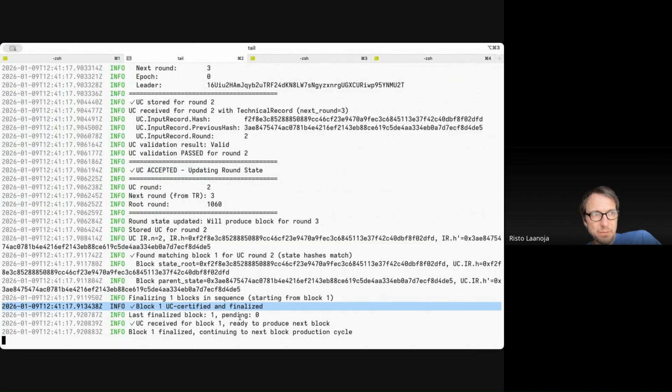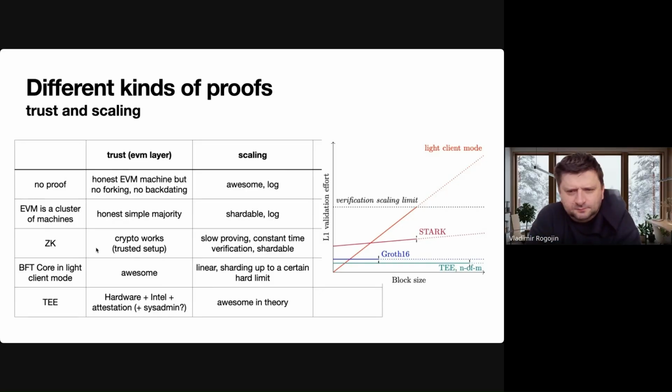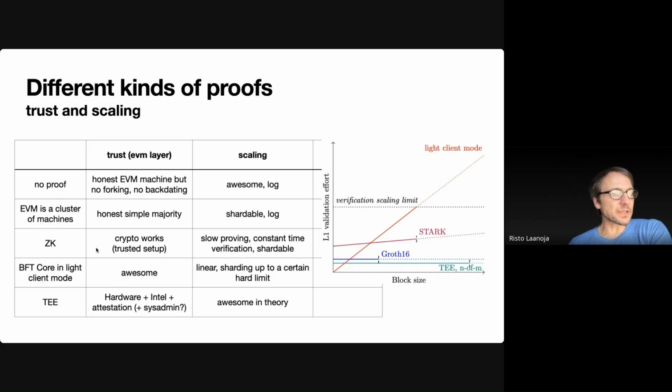Okay, but this is basically the demo part. Let's continue discussing what kind of proofs there can be. Because we have this extra freedom, we don't have to use these very small 200 byte proofs that Ethereum layer 2s are using. We can do anything. So, for example, we can have no proof at all.